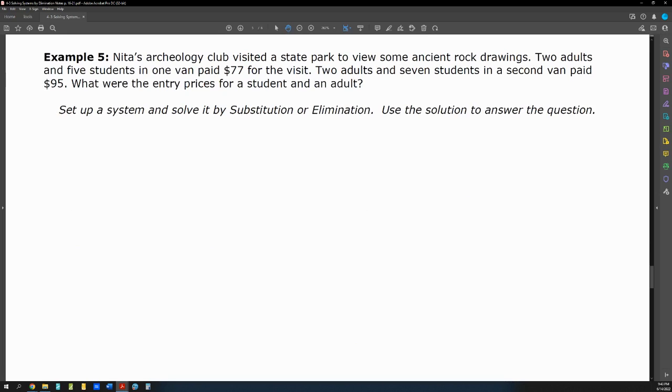Nita's archaeology club visited a state park to view some ancient rock drawings. 2 adults and 5 students in one van paid $77 for the visit. 2 adults and 7 students in a second van paid $95. The question we want to answer: what were the entry prices for a student and an adult?